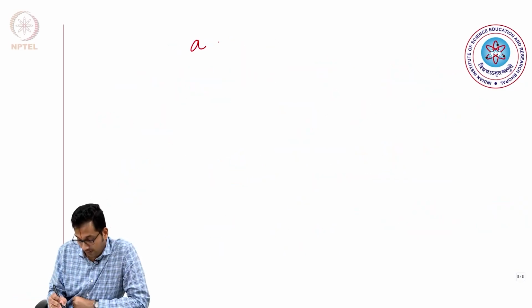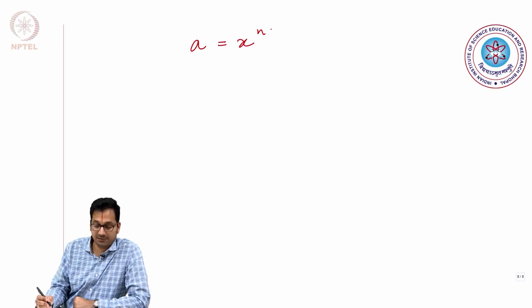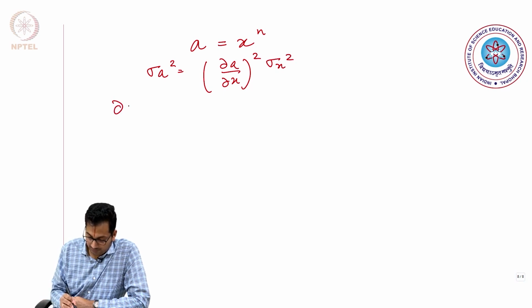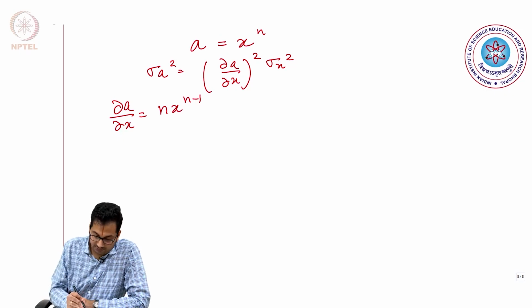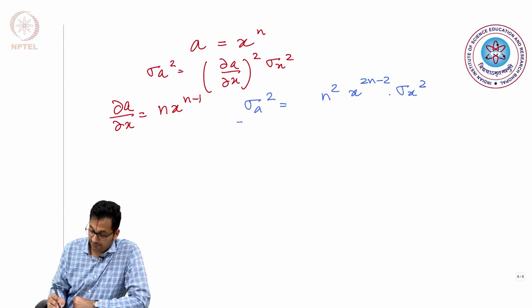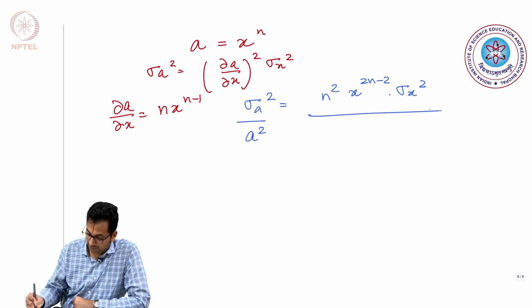All right. A equal to x power n, where n is a constant. So, what is going to happen here? Sigma A square is going to be given by dou A by dou x the whole square times sigma x square. So, dou A by dou x is going to be n into x power n minus 1. So, this will make sigma A square equal to n square x power 2n minus 2 times sigma x square. Let us divide the entire term by A square, that is going to be x power 2n. So, we should be able to cancel this and this.